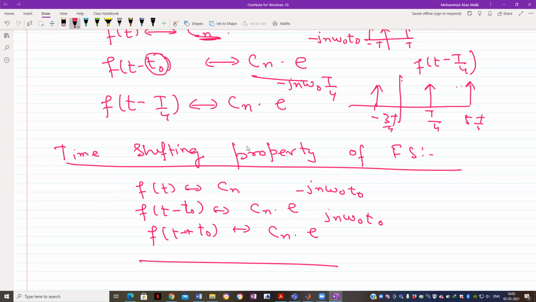Okay. Tomorrow we will discuss a few properties of Fourier series, then we will go for the Fourier transform. Anybody having any question, please tell me.